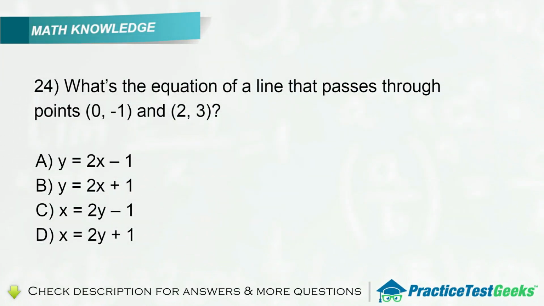Question 24. What's the equation of a line that passes through points (0, -1) and (2, 3)? A. Y equals 2x minus 1. B. Y equals 2x plus 1. C. X equals 2y minus 1. D. X equals 2y plus 1.